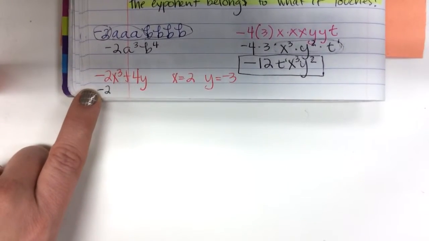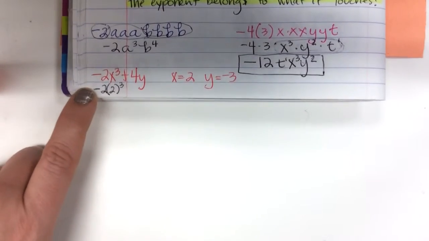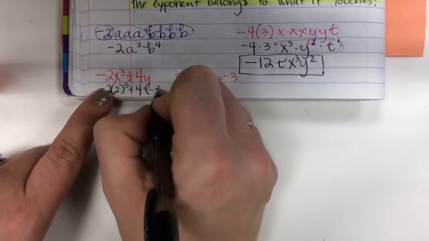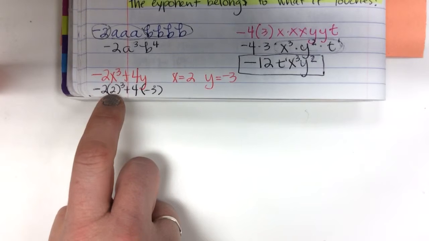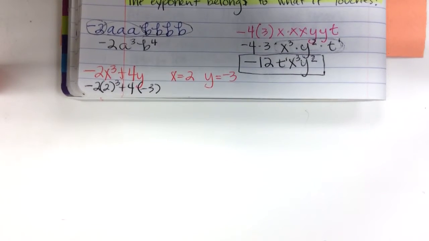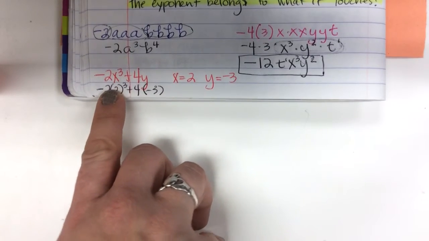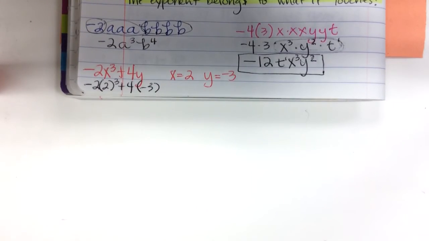Would it be negative 22? Negative 2 times 2 to the 3rd plus 4 times negative 3. Ladies and gentlemen, use a calculator. Do not get a problem wrong because you did the math incorrectly. I love that Triana reminded you, always substitute using parentheses. 2 cubed is 8 times negative 2 is negative 16, plus negative 12 is negative 30.